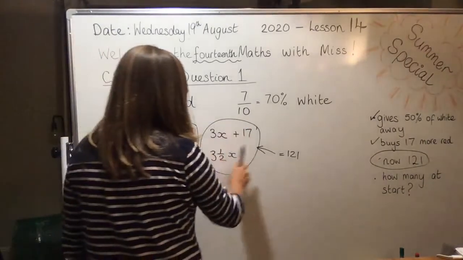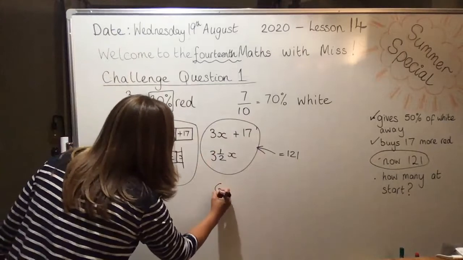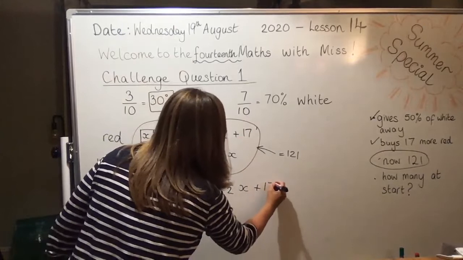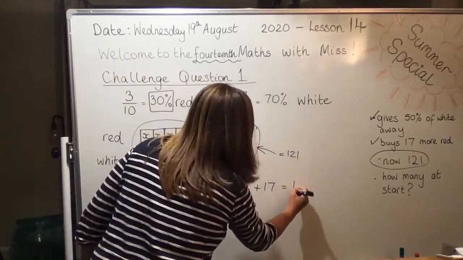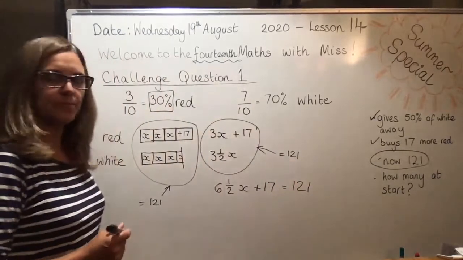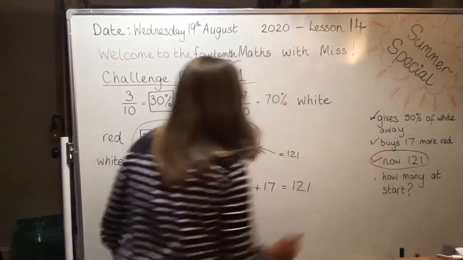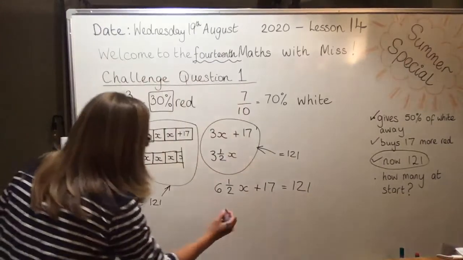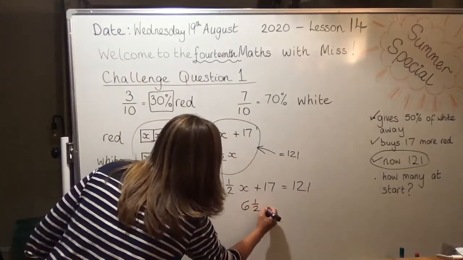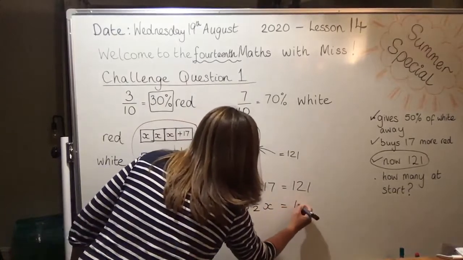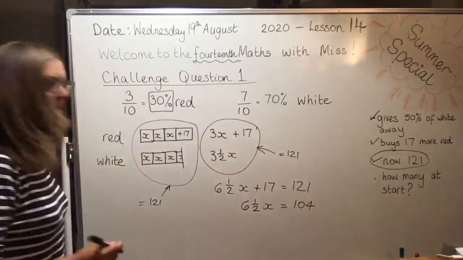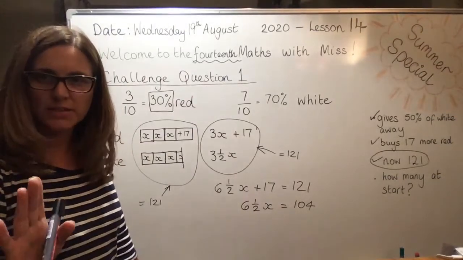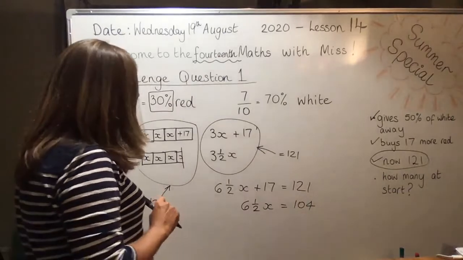So let's write it up here. So we've got 6.5x, and we're adding 17, and that gives me 121. Okay, I'm going to subtract 17 from both sides. So now 6.5x equals 104. You might recall we didn't have 6.5 before, we used 65%. Okay. Whew, that's hard, isn't it?